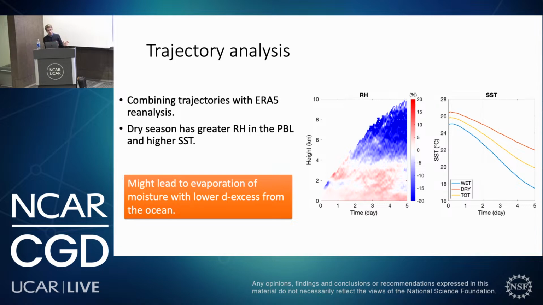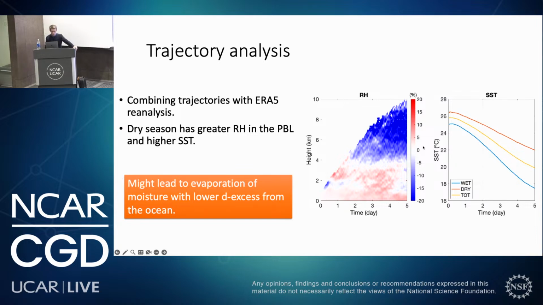And so we combine the HYSPLIT trajectories with ERA5 data, and these show that the y-axis shows the height of the parcels, the x-axis shows the time prior to their arrival. So 0 means that the parcels arrive on Oahu. This is 1 day earlier, 2, 3, 4, 5 days earlier, and so on. And here I'm comparing the difference between the relative humidity from the dry season and the wet season. And I'm also comparing the different values of sea surface temperatures that the parcels experience.